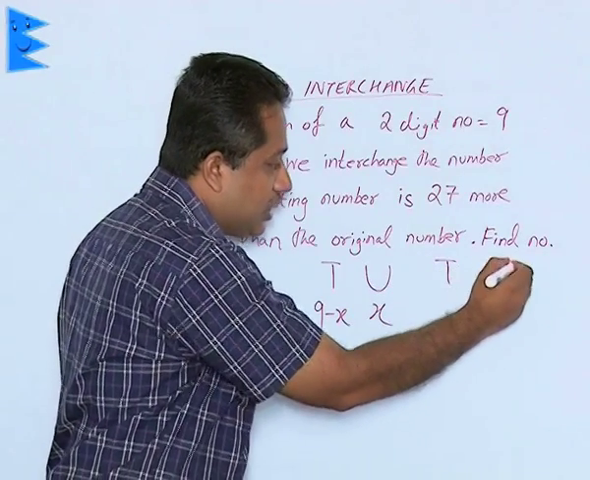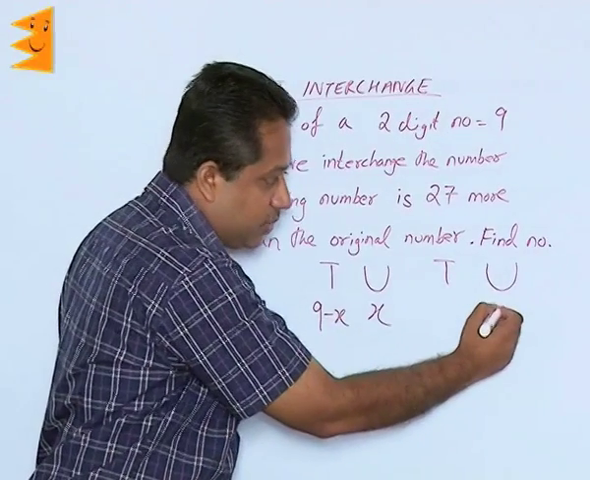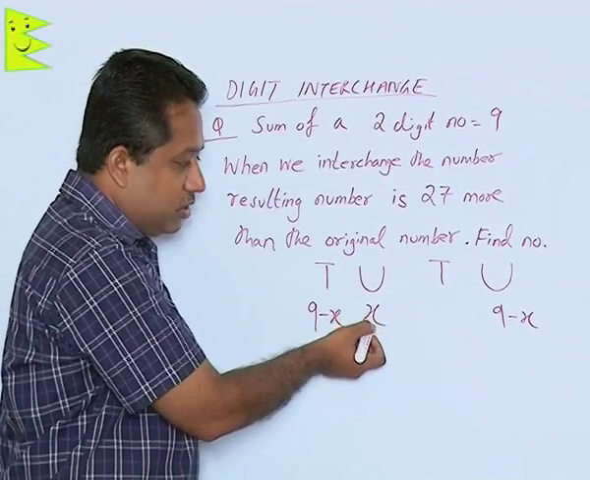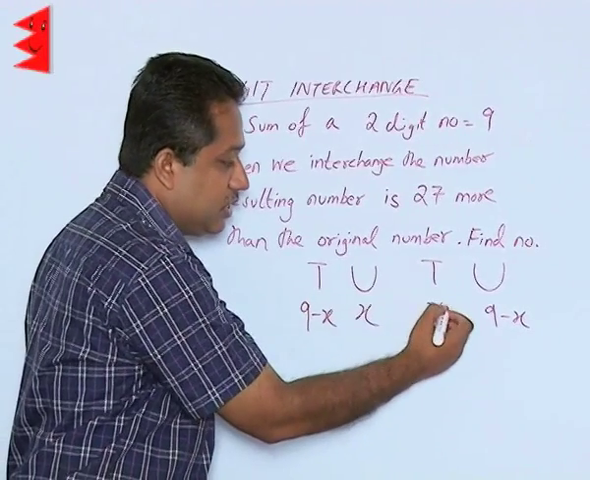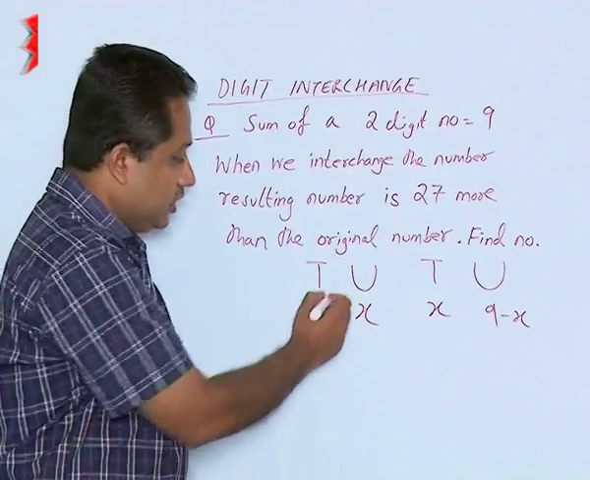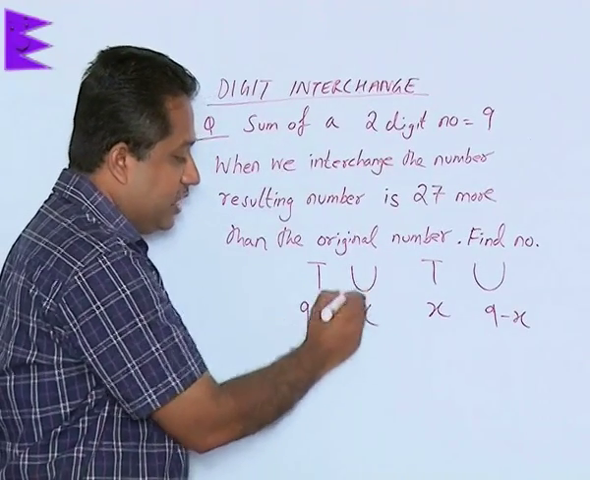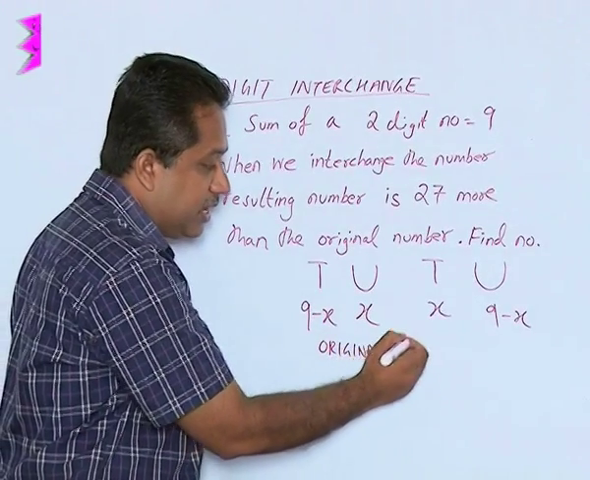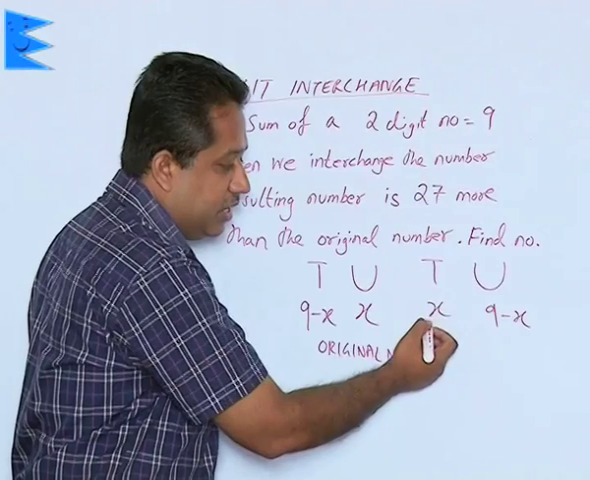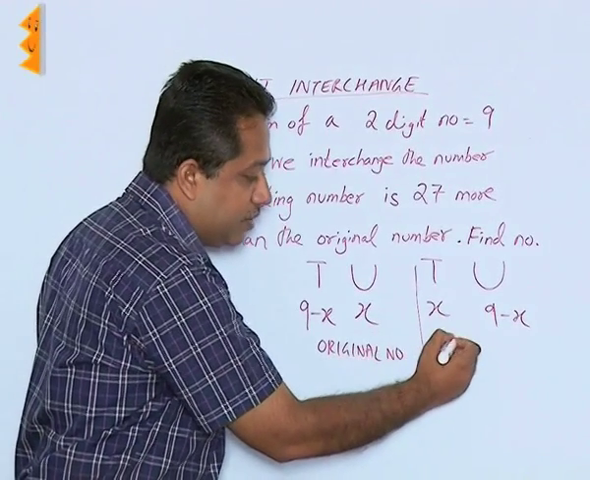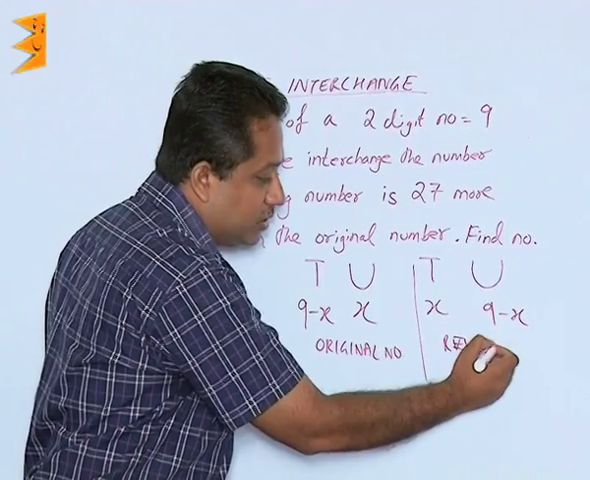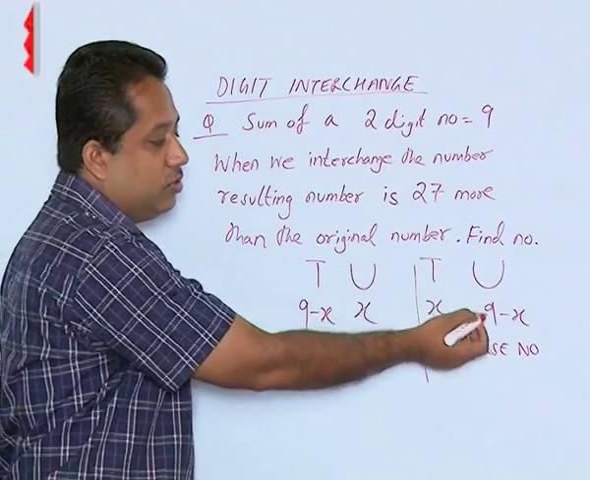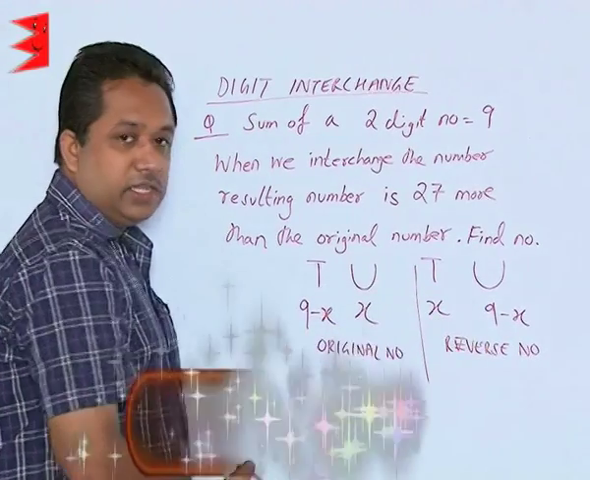When we reverse the order, the 9 minus x goes to the units place. So, this becomes 9 minus x here in the units place, and this x, which was in the units place, now becomes the tens place. So, this particular arrangement that we have seen is the arrangement of the original number, and this particular arrangement that we see on the right side here is going to be our reversed number. So, when we look at the original number and reverse number now, we find that the tens place has gone to the units and the units place has become the tens place.